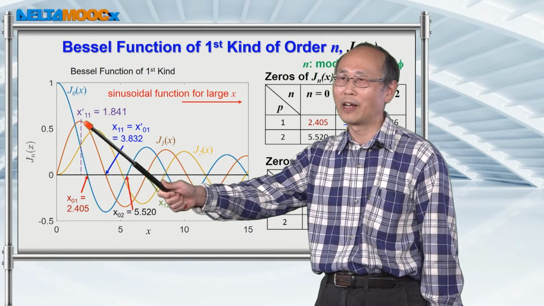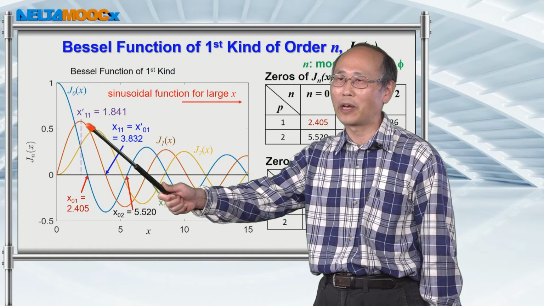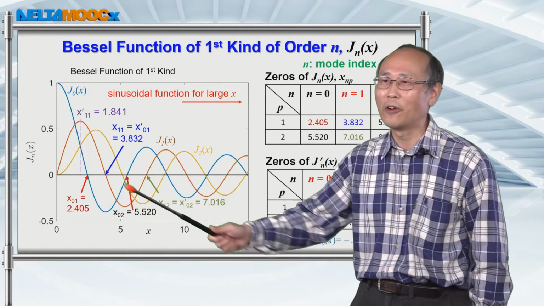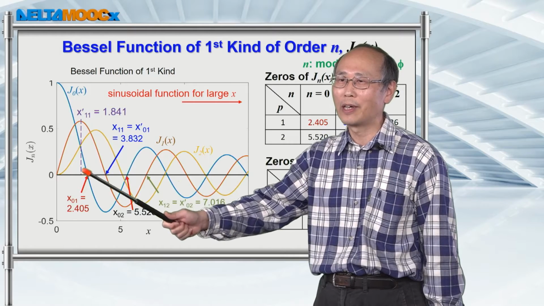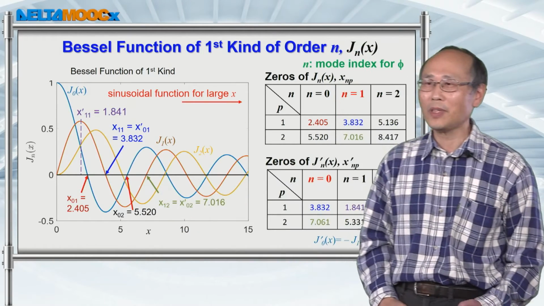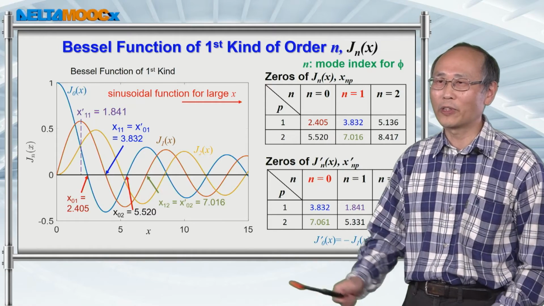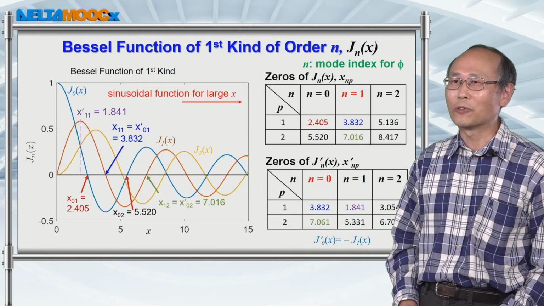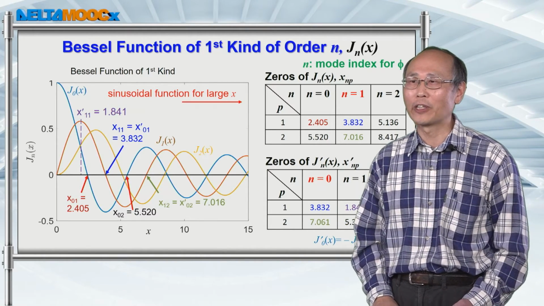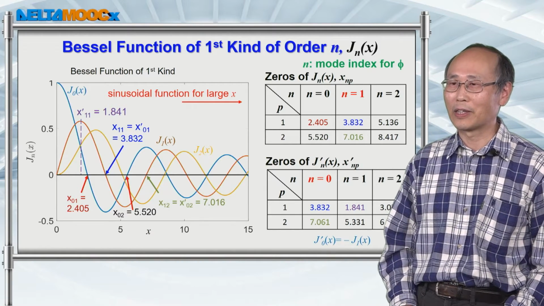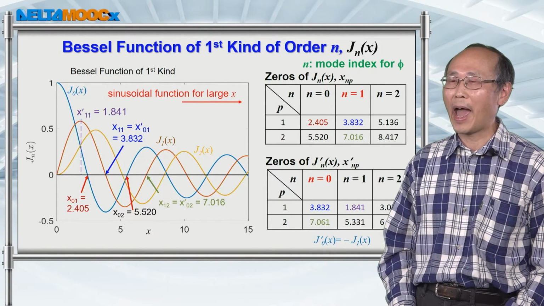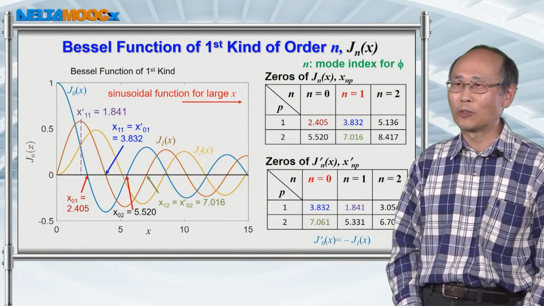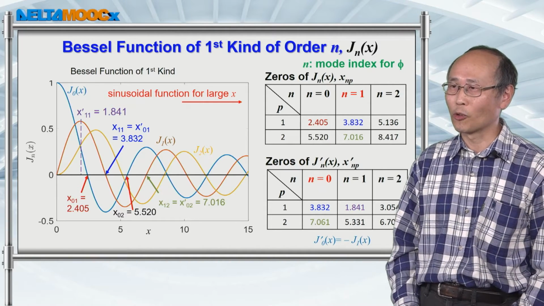So the first label 1 means that we are looking into the J1 curve, and the second index 1 tells you that this is the first zero crossing point on this J1 prime curve. It is important that you identify those zero crossing points, because later on we'll be using Bessel functions to match the boundary conditions. On the boundary, the tangential component of the electric field has to go to 0. So the zero crossing points are quite often matched to the boundaries of a cylindrical waveguide.